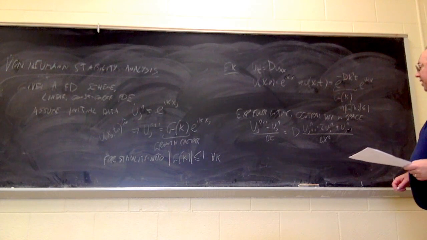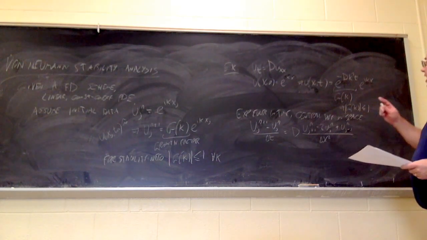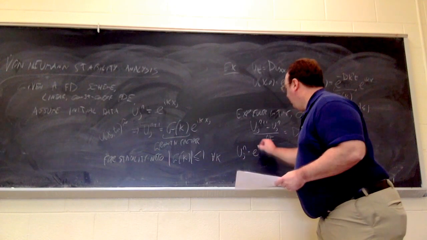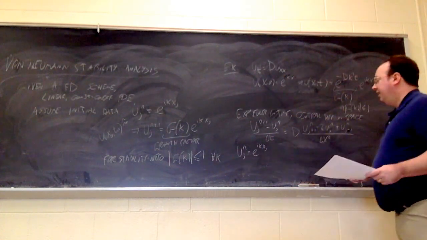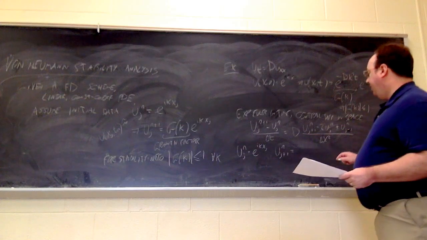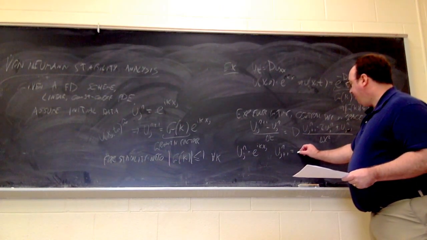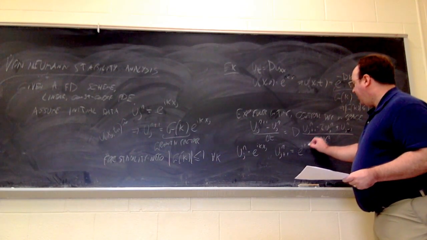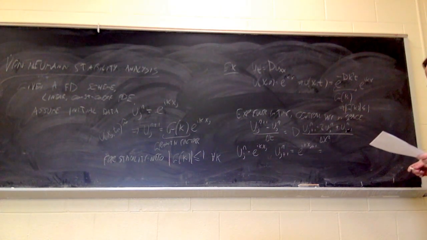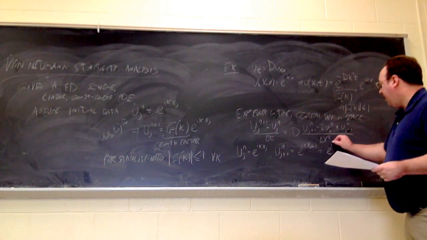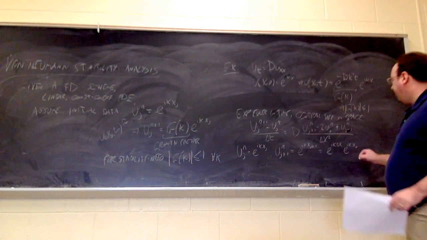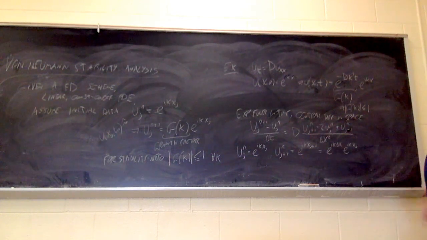So what I can do is substitute e to the ik xj. So Ujn is e to the ik xj. And Uj plus 1n is going to be e to the ik xj plus 1. Now, if we assume equal spacing, which we're doing throughout, that's going to be the same as e to the ik delta x e to the ik xj, because the difference between xj plus 1 and xj is just going to be delta x.